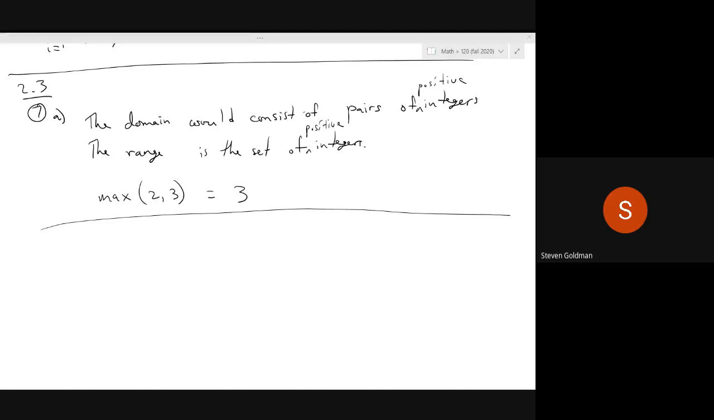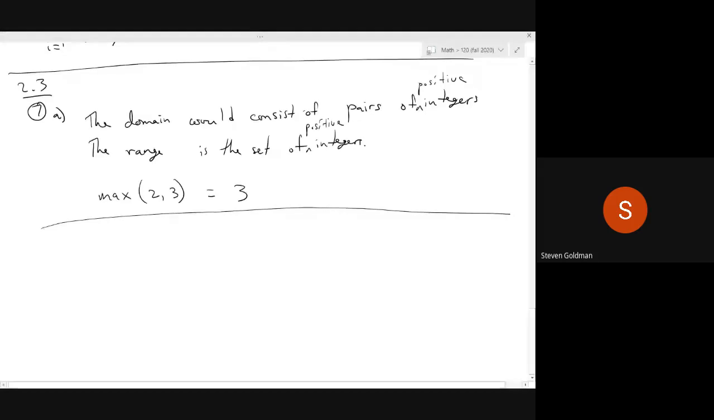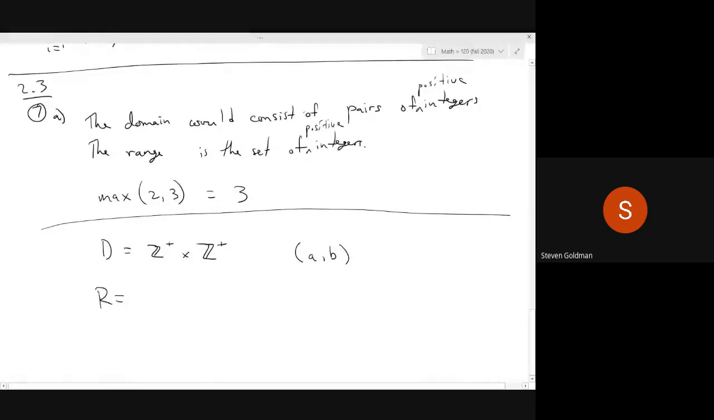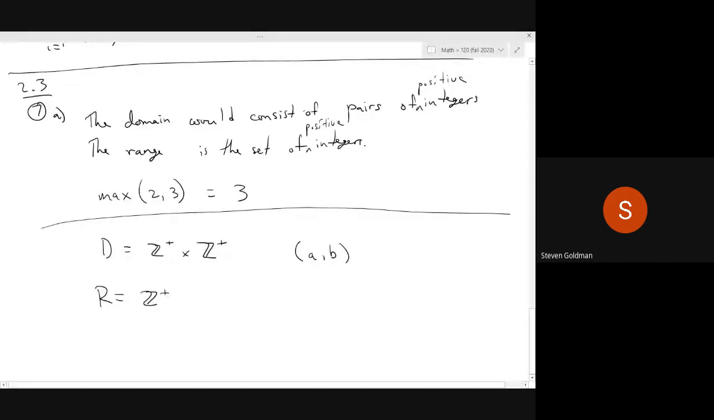Yeah, exactly as Hania said, the textbook puts it this way. The domain is the set of positive integers times the set of positive integers, right? That's a Cartesian product, so that's the pairs of positive integers. It's the set of all (a, b) where a and b are integers. And the range is just the set of positive integers.